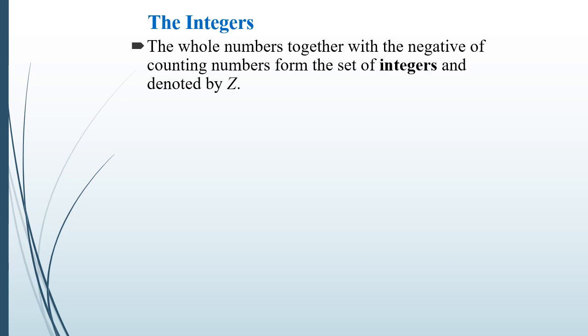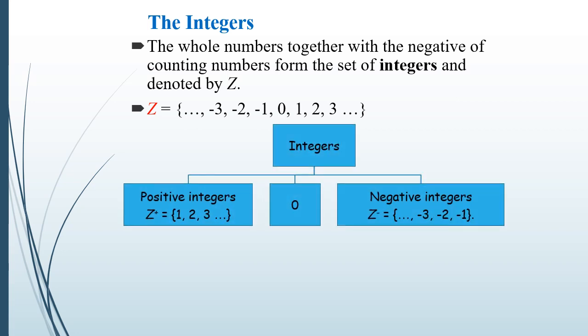The integers: the whole number together with the negative of the counting numbers form the set of integers, denoted by Z. So we have the whole numbers 0, 1, 2, 3 and include the negative of the counting numbers, so negative 1, negative 2, negative 3 and so on. Integers can be separated into negative integers, positive integers, and 0.